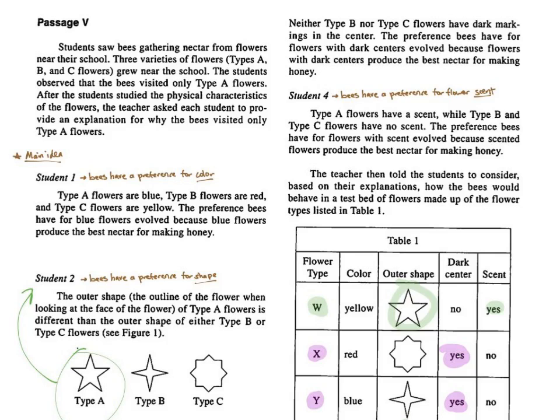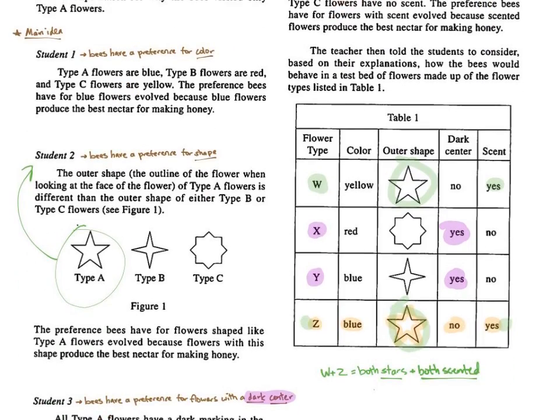Kind of some hypotheses here. So when you're doing these passages, it's a very good idea to think about what the main idea of each student is. So I wrote that in brown here. The main idea of student 1 was that the bees have a preference in color. Student 1 says that the bees prefer blue flowers. Student 2 said the bees have a preference for shape and that they prefer star-shaped flowers, or the ones that look like type A.